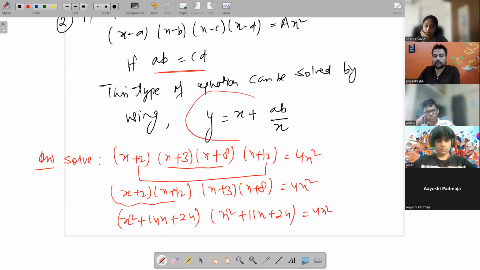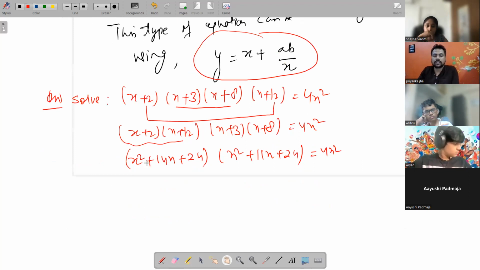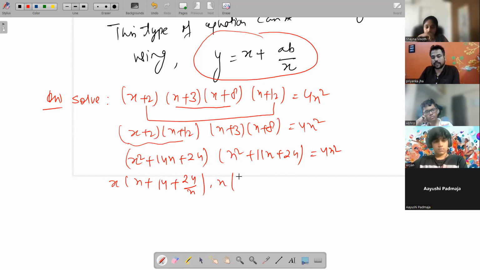Now you have to make this kind of thing, so x plus some constant upon x, right? Do one thing, just take x common from here. So you will get x plus 14 plus 24 by x. And take x common from here as well: x plus 11 plus 24 by x equal to 4x squared. Now you see x plus ab by x. AB is what? 2 into 12, 24. So x and x gone with x square.